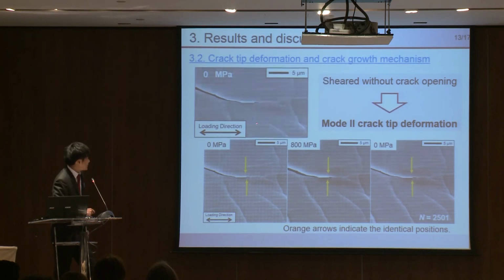And this movie was taken at every 100 megapascal during loading and unloading, and this picture was taken at 800 megapascal during loading and unloading. These orange arrows indicate the identical positions. As you can see, the crack tip shears without opening. This is the evidence of mode 2 crack tip deformation.